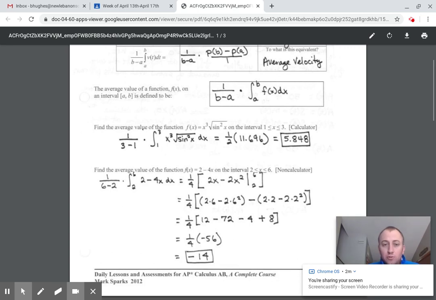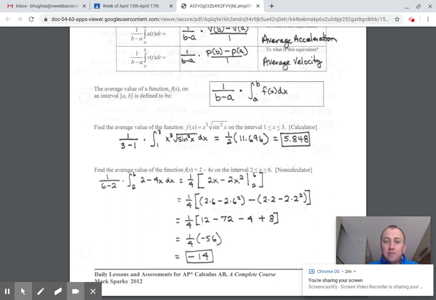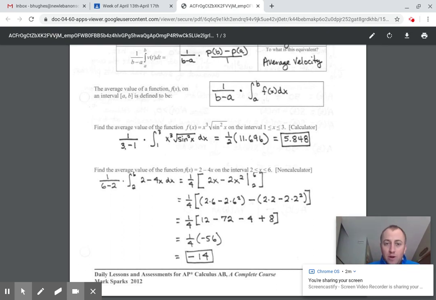Then it kind of walks us through 2 examples of how to find the average value of a function. The first one would be a calculator problem because there's no way that we would be able to find the antiderivative of this, x cubed times the square root of sine squared of x. So the average value would be 1 over 3 minus 1, because that's my limits right there, 1 to 3, times the integral from 1 to 3 of our function. So I'd end up with 1/2 times 11.696 is this part right here. And then there is our average value.